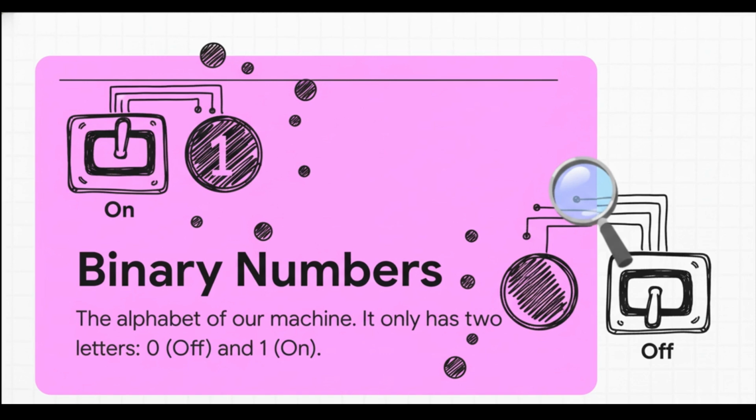The best way to think about it is like a light switch. Is electricity flowing? Yep, that's a 1. Is it not? That's a 0. On and off. Yes and no. That's literally it. Now, it seems incredibly limited, I know, but as we're about to see, from these two simple states, we can build infinite complexity.